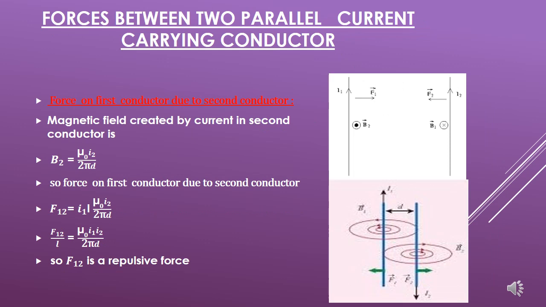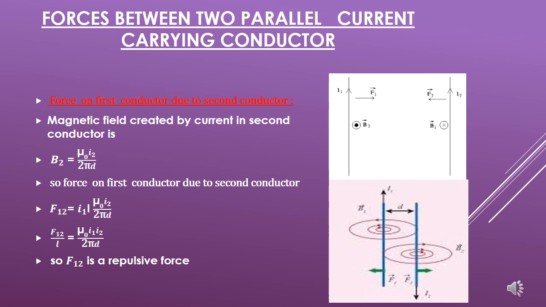Now we have to calculate the force on conductor 1 by conductor 2. Force on conductor 1, according to Newton's third law, every action has an equal and opposite reaction. So this force should be the same as F21, but we can verify it. So we have said this: conductor 1 is lying in a magnetic field created by conductor 2. So how much is the magnetic field of conductor 2? Which is B2 equals mu naught I2 upon 2 pi D.